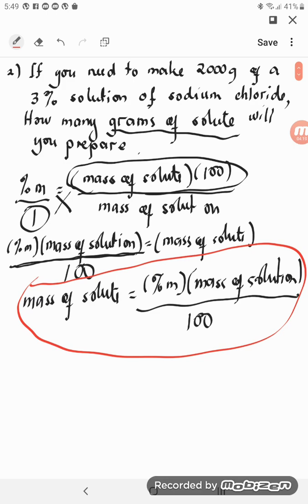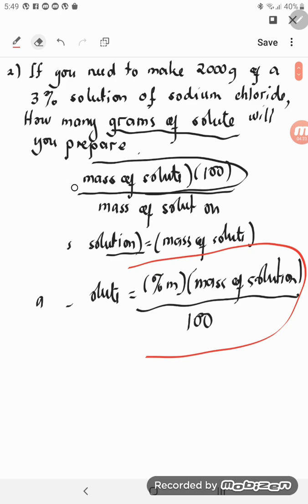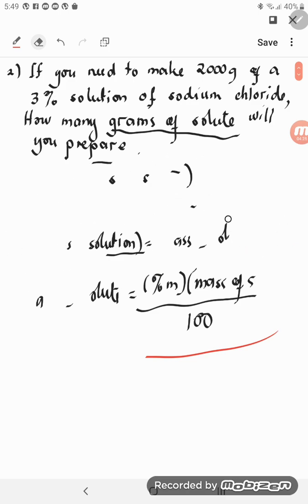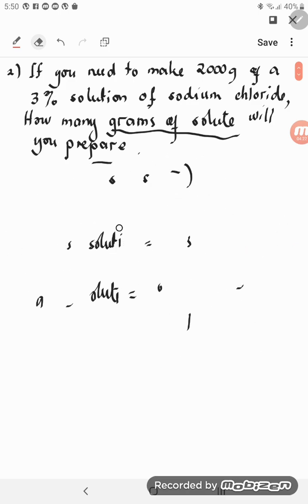Okay, I'm going to erase it now so that we'll be able to solve problem number 2. Okay, so this will just take us some seconds to be erased.